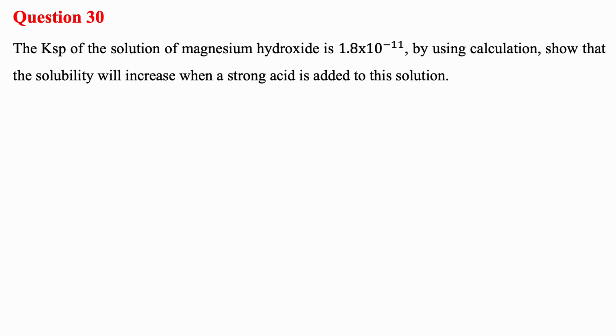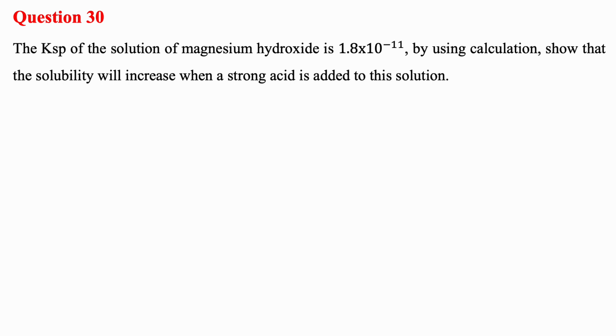Let's go to question 30. Question 30 says the Ksp of magnesium hydroxide is 1.8 times 10 power negative 11. By using calculation, show that the solubility will increase when a strong acid is added to this solution. Here they are asking to show by calculation that when you add an acid to the solution of magnesium hydroxide, the solubility will be increased.